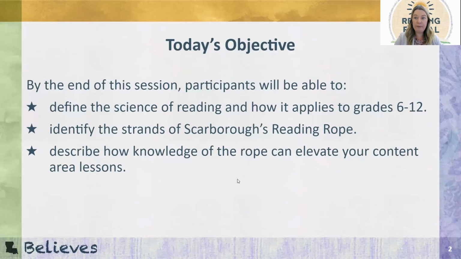So we have three objectives today. By the end of the session, you should be able to define the science of reading and how it applies specifically to grades 6 through 12. Identify the strands of Scarborough's reading rope and how they contribute to fluent readers. And then lastly, describe how knowledge of the rope can elevate your content area lessons.